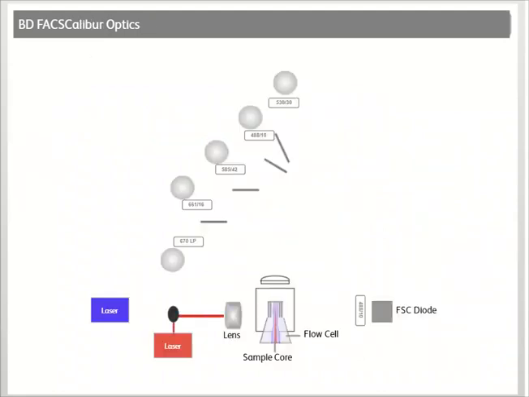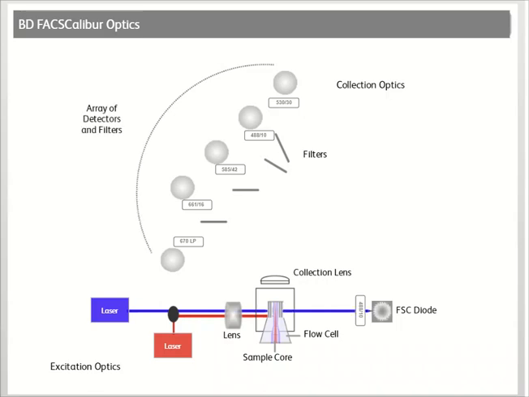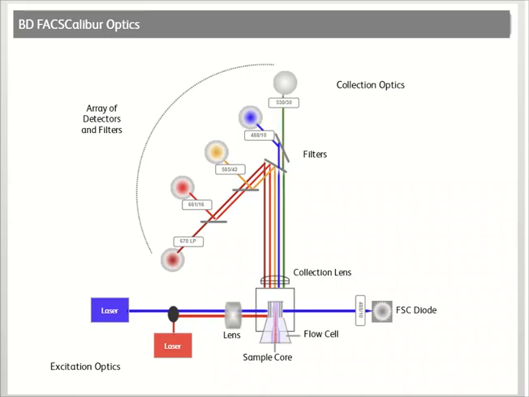The BD FACSCalibur system includes a blue and an optional red laser. The lasers and the lens that brings the lasers to the flow cell form the excitation system. The collection components consist of lenses and filters that bring the light to the detectors.